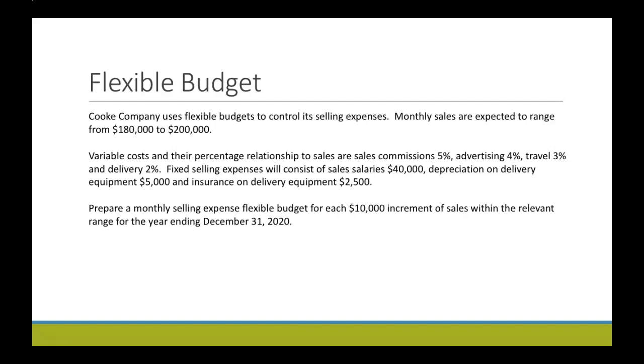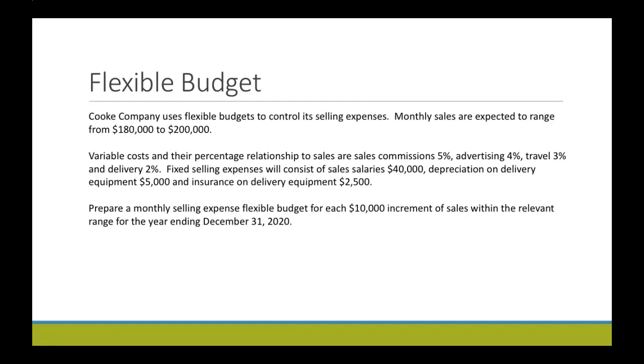Variable costs and their percentage relationship to sales are sales commissions, which are 5%, advertising is 4%, travel is 3%, and delivery is 2%. Fixed selling expenses will consist of sales salaries of $40,000, depreciation on delivery equipment of $5,000, and insurance on that delivery equipment of $2,500.